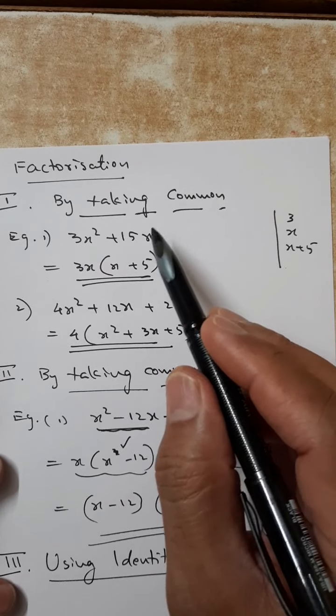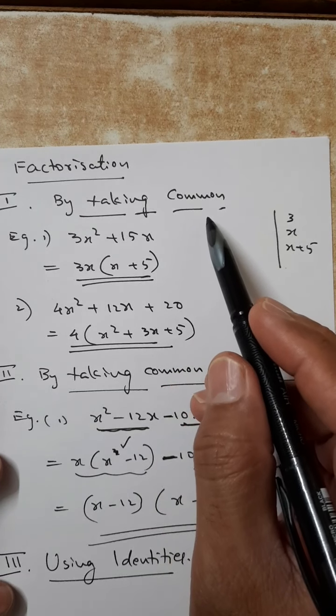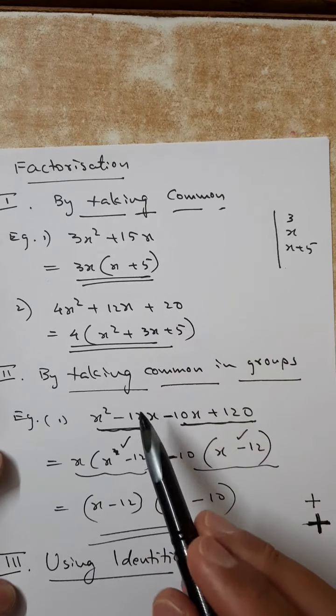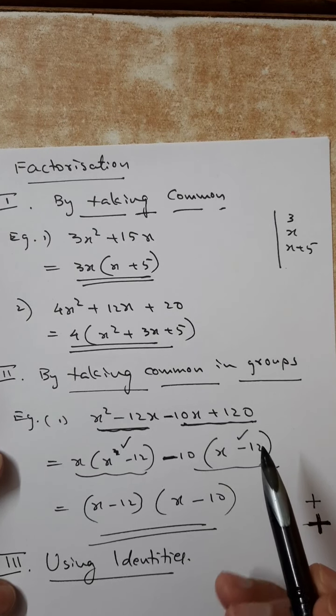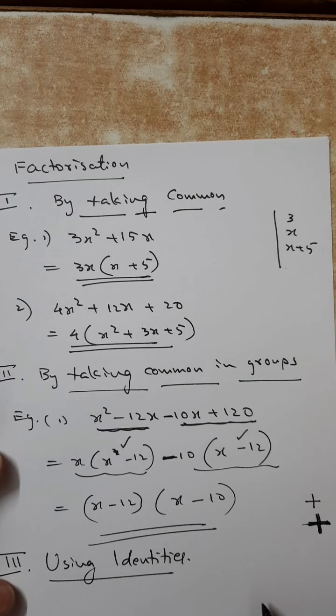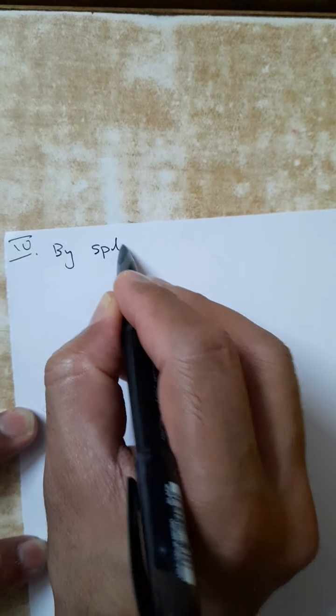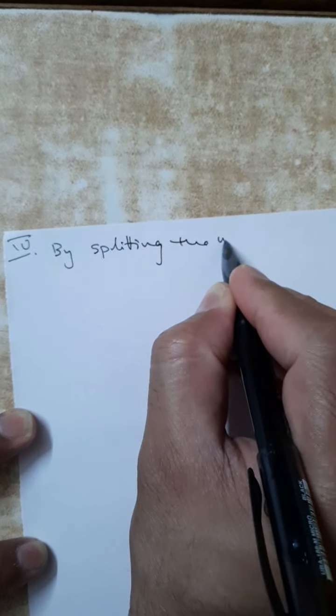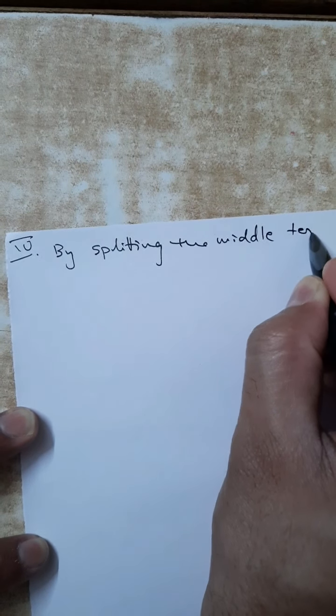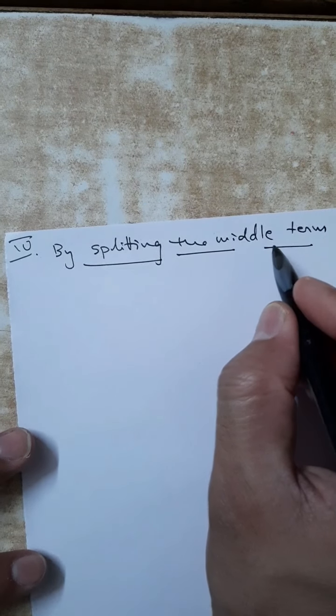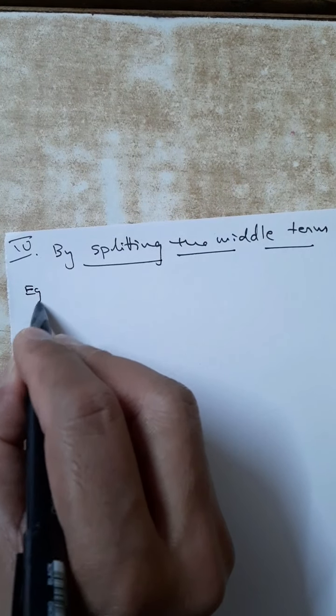So first, if there is any question, we have to check whether common is there or not. If it is not there, we will take the case of common in groups. If that is also not there, we will consider identities: is it like an identity or not? If that is also not there, then we will think about a fourth option. The fourth option is splitting the middle term. What is the meaning of splitting the middle term? Let me explain with an example.